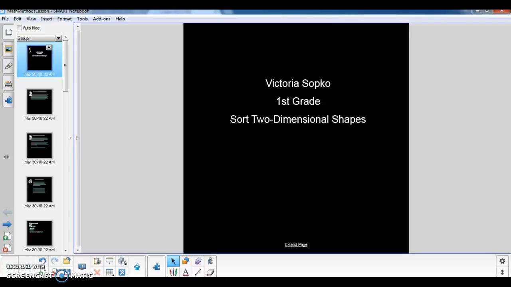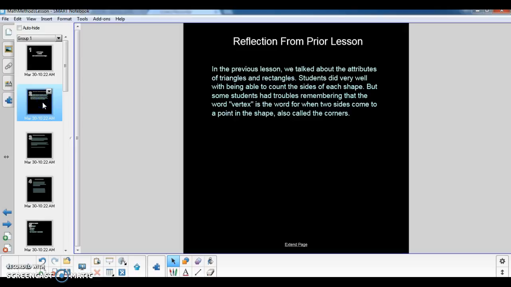I did a first grade lesson called Sort Two-Dimensional Shapes. And reflection from prior lesson, I said that we talked about the attributes of triangles and rectangles. They did well with being able to count how many sides are on each shape, but they had trouble remembering the word vertex, and that is the word when two lines come together in a point in the shape, also called the corners. So we had to review that.